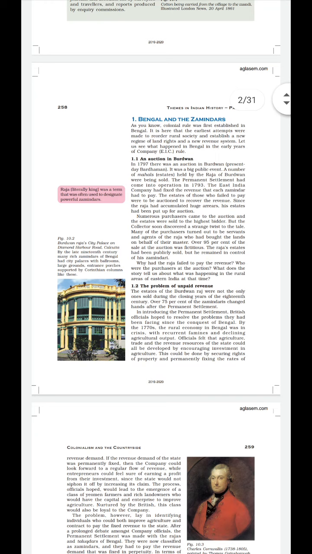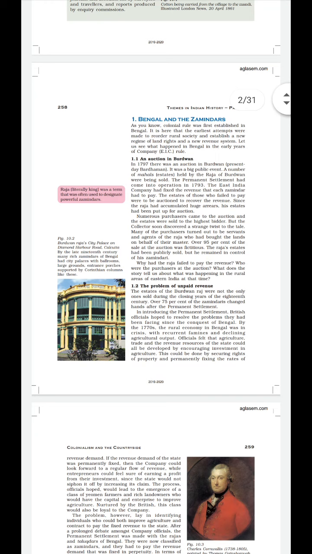Clear? Now the Jamindars were no more landlords. Earlier they had their own land and they were the landlords. Now they were revenue collectors of the state. Now the company fixed the total revenue to be paid by the Jamindar, and if they failed to pay regularly, then the property of the Jamindar could be auctioned.